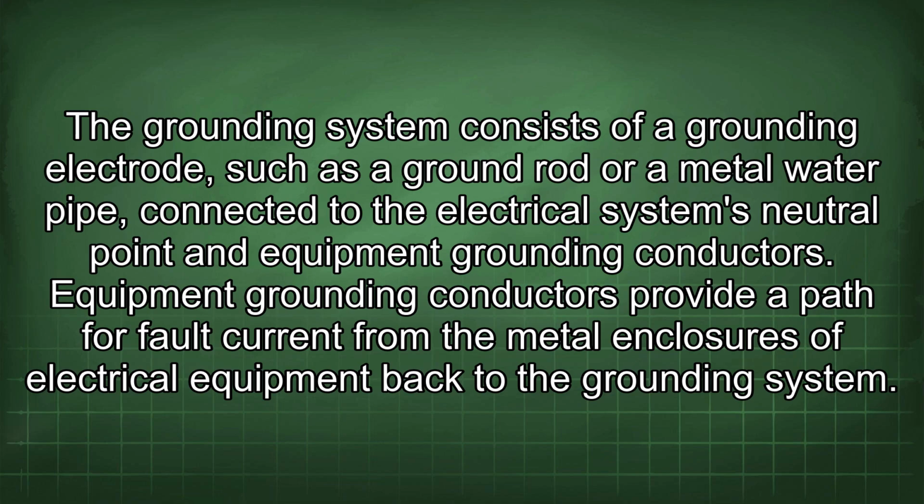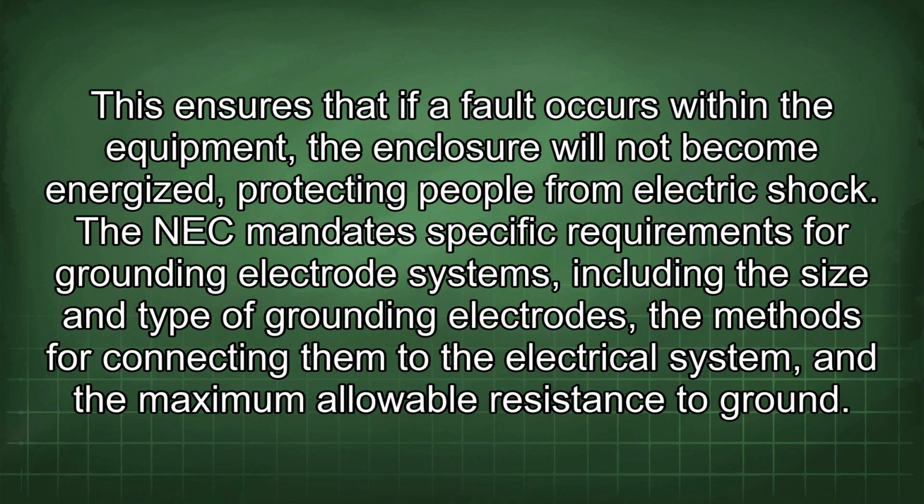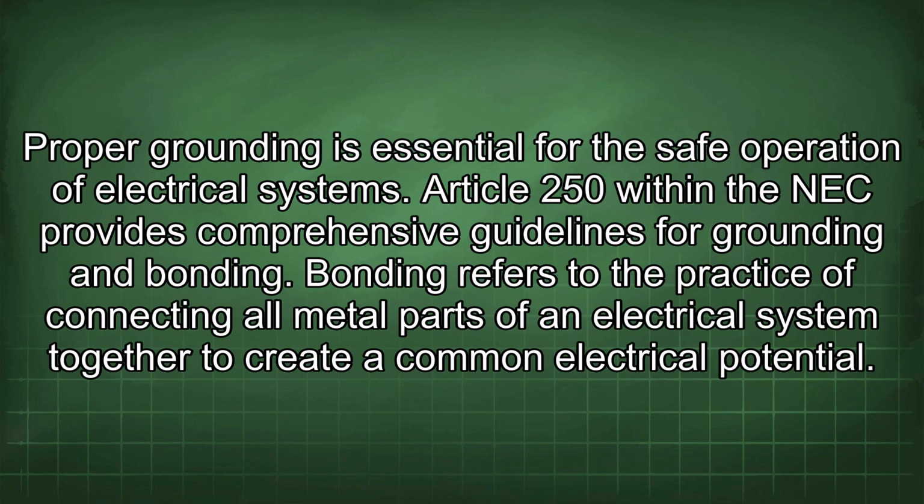Equipment grounding conductors provide a path for fault current from the metal enclosures of electrical equipment back to the grounding system. This ensures that if a fault occurs within the equipment, the enclosure will not become energized, protecting people from electric shock. The NEC mandates specific requirements for grounding electrode systems, including the size and type of grounding electrodes, the methods for connecting them to the electrical system, and the maximum allowable resistance to ground. Proper grounding is essential for the safe operation of electrical systems.